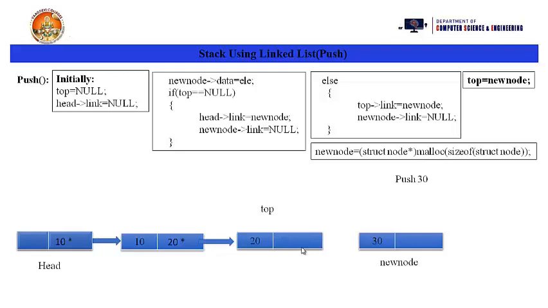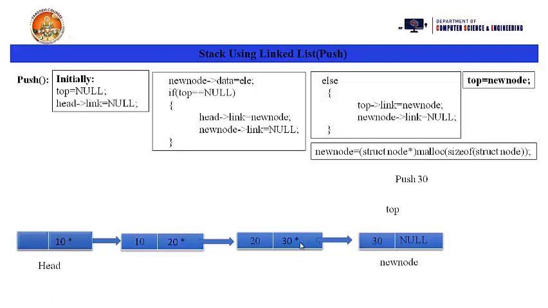Erase the null value of a top node link part. Then store the new node into the top node link part. Link will be established between those two. Then make the new node link part as a null. Then update the top value, it is moving to the new node. Then change the link part of a 20 node as a 30 pointer.